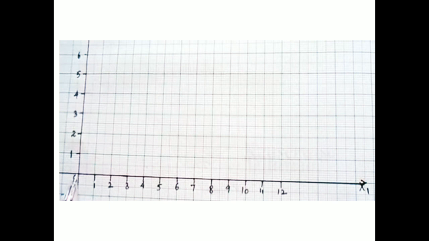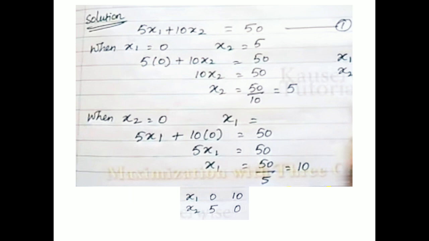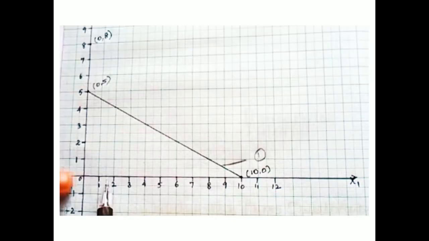Next step, I will be plotting these points on the graph, where the x-axis is representing the x1 decision variable and the y-axis is representing the x2 decision variable. So plotting the points 0, 5, that is x1 is equal to 0 and x2 is equal to 5, and x1 is equal to 10 and x2 is equal to 0 on the graph paper, and joining those points I will get the line for equation number 1. So for the first inequality constraint equation, I got the line.